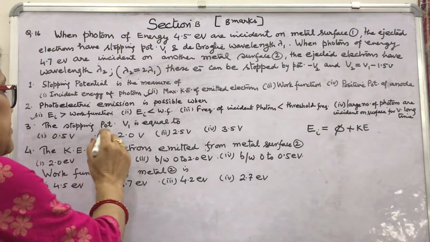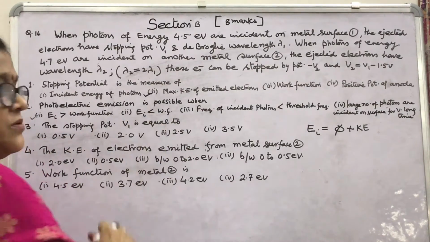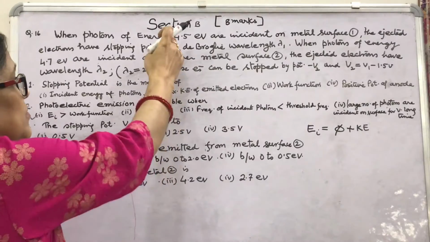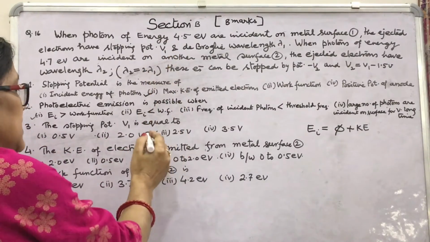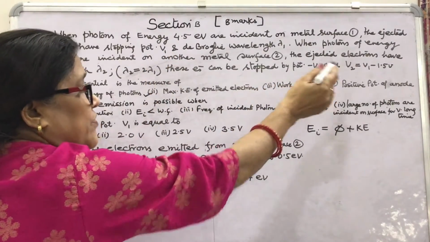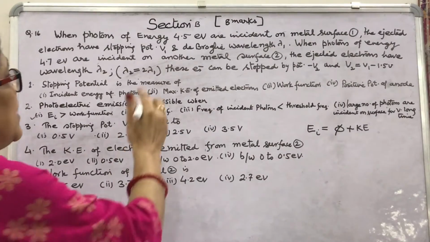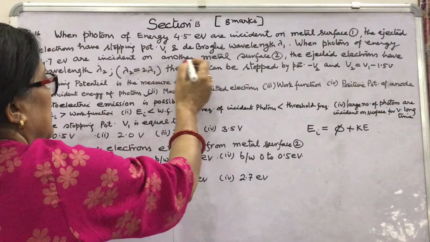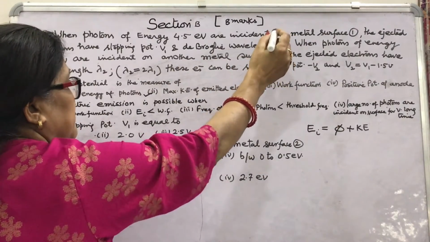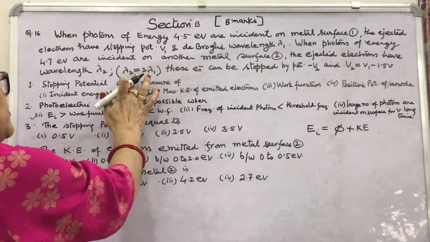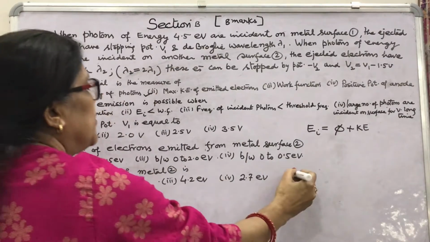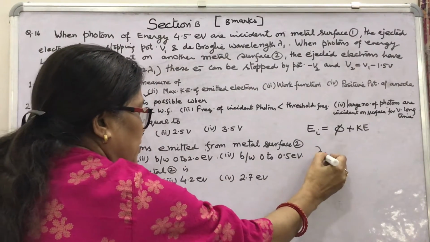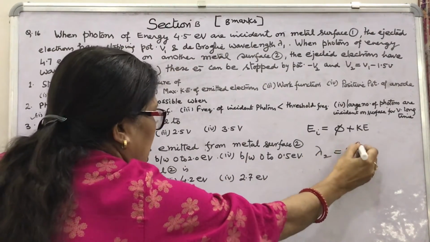Third, the stopping potential V1 is equal to what? Now look, go to the paragraph. It is given V2 equals V1 minus 1.5 volt. Also the de Broglie wavelength is lambda 1 for the first surface and lambda 2 for the second surface, with this relation. It is given lambda 2 equals 2 lambda 1.